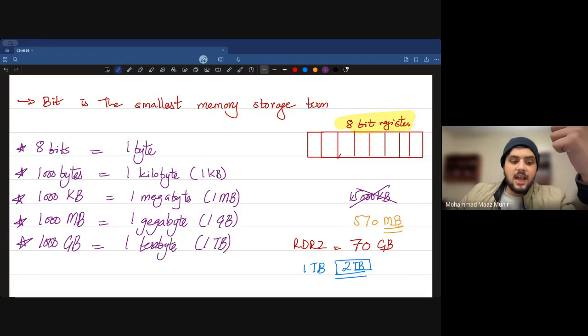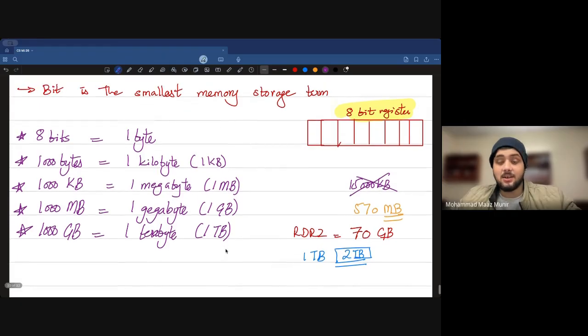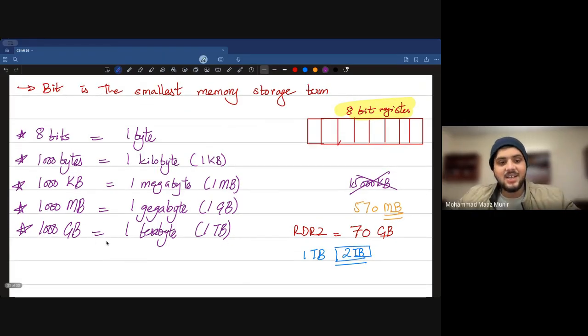So if I say that I have a hard drive which... oh, yes, Ramin, thank you for figuring that out. I missed that point. I'll come to that. Thank you for telling me that. So if I have 1000 GB, that basically means I have 1 terabyte. So if I say that I have a 2 terabyte hard drive, this means I have 2000 GB.